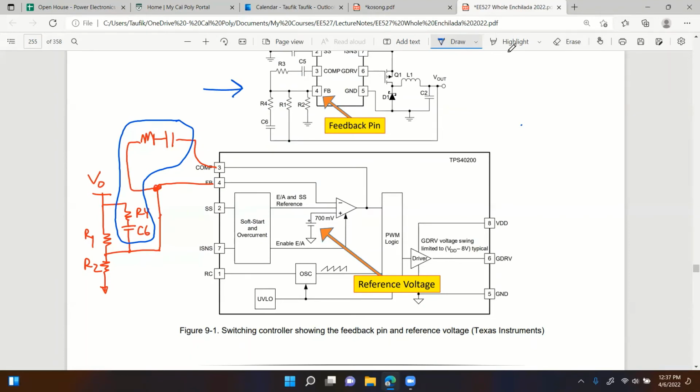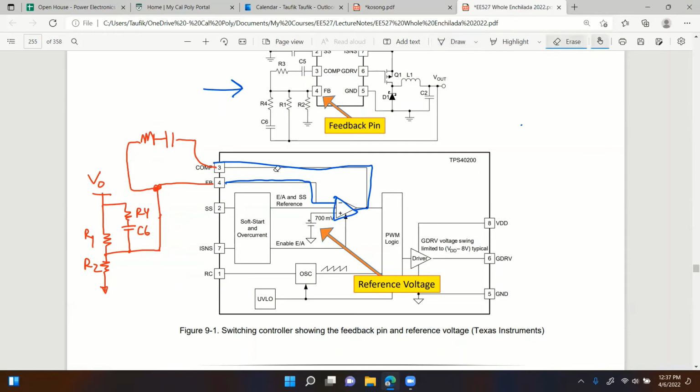Okay, how do we design this compensator? That will be this chapter. Any question on this? And you can see the op-amps right here, and that's the feedback right there. And there's the reference voltage. Remember I talked about reference voltage earlier? You can see easily from this block diagram that the reference voltage is 0.7. I used 1 volt as an example, but this one is 0.7.